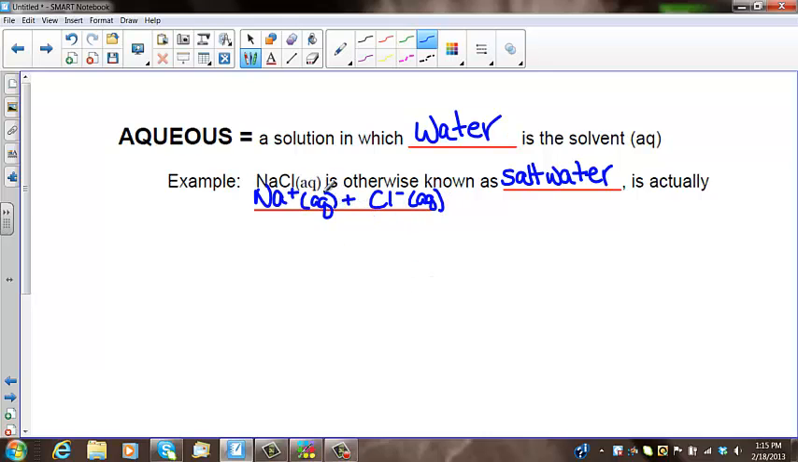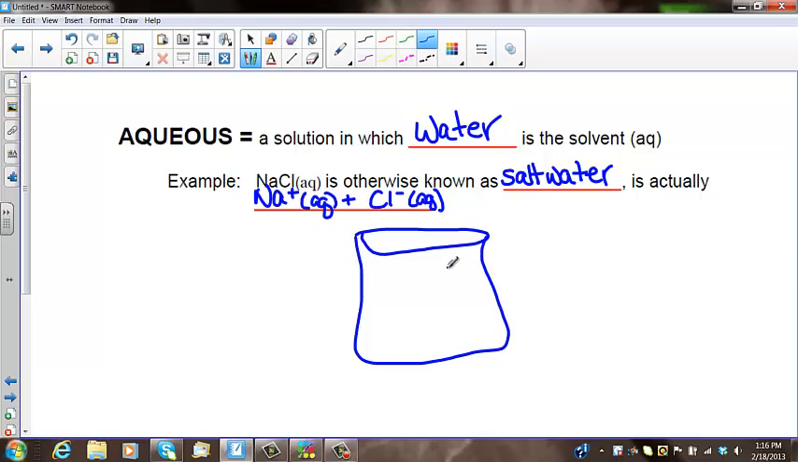And let's review what happens when I put salt in a beaker of water. So if this is my beaker of water down here, okay, and remember I have water molecules in here. I'm going to draw a couple of them just so you can see this.